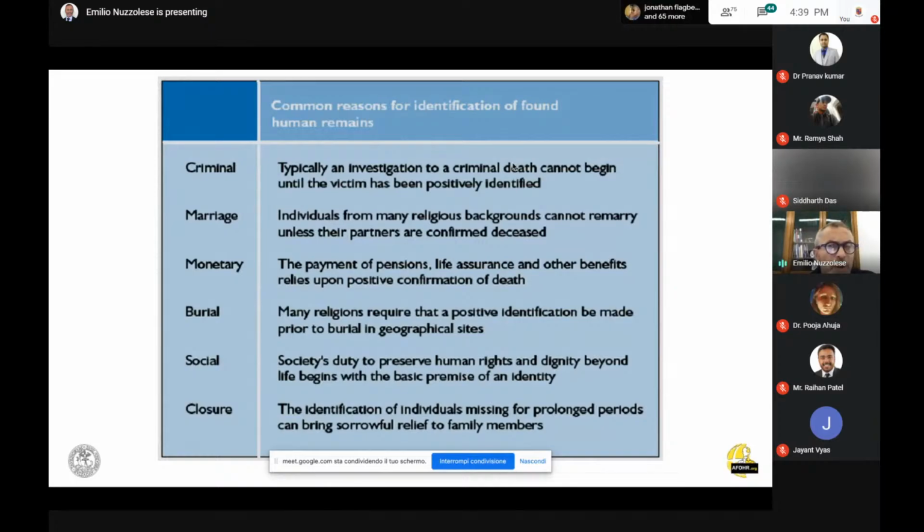The religious aspect is easy to understand. If we recover human remains of unknown nationality and unidentified, we don't know the identity, we don't know the religion or belief of this person, so we cannot perform a proper religious ceremony because we don't know who the person is.